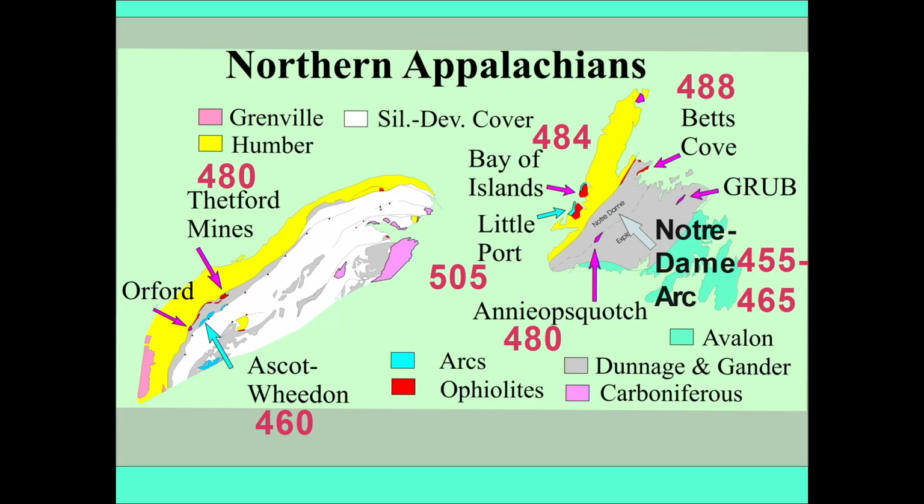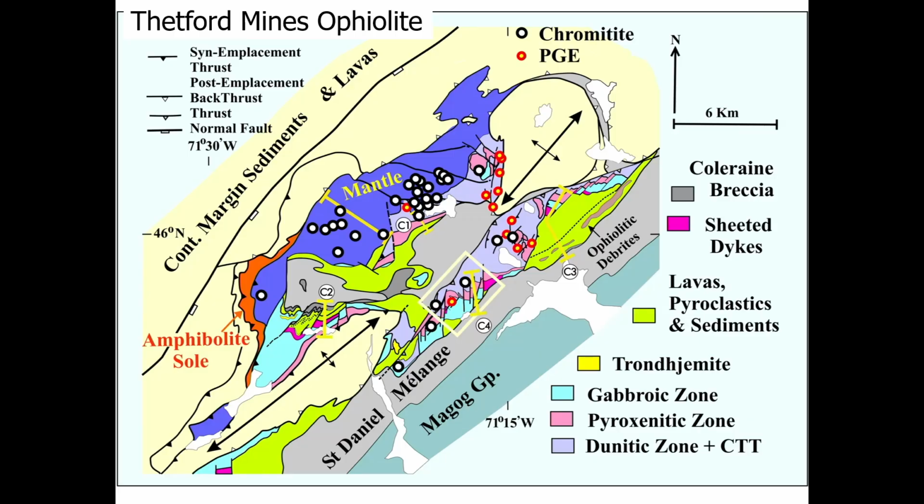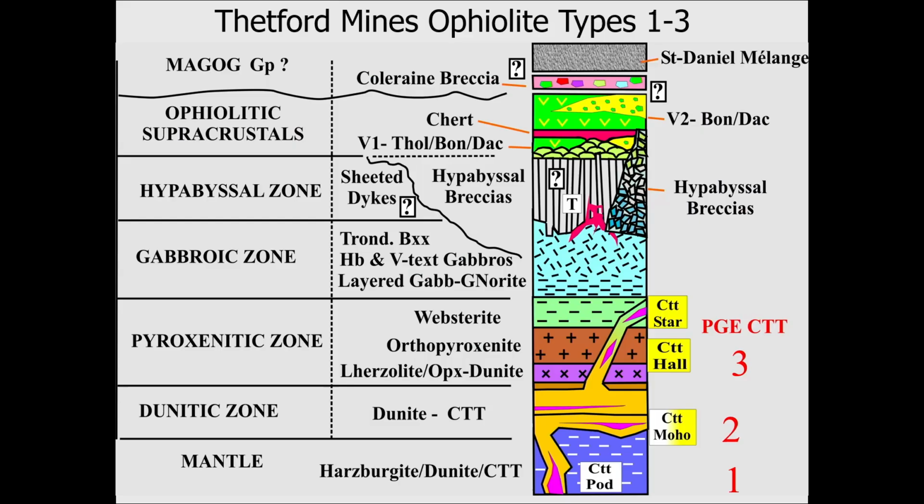Okay. So Canada has a lot of ophiolites on both coasts. The examples I'll be showing today are from the Thetford Mines ophiolite in southern Quebec and Bay of Islands in Newfoundland. This is a map of the Thetford Mines ophiolite. In yellow on the upper left are the continental margin sediments, and the synorogenic flysch is on the bottom in gray and greenish.